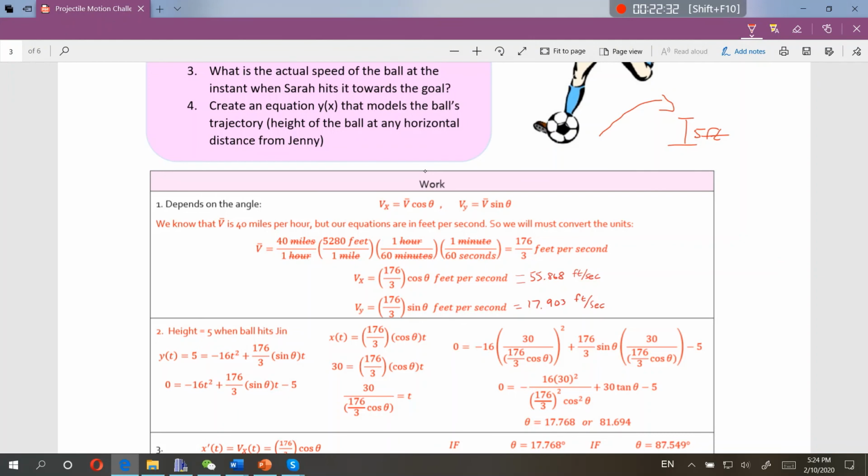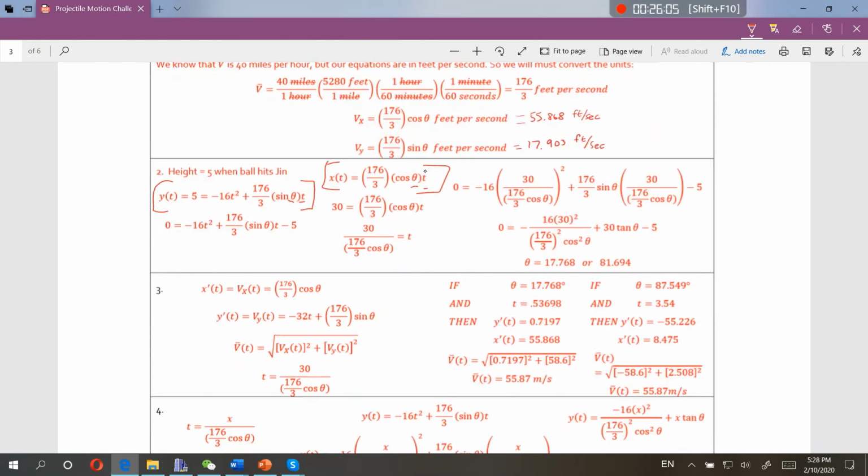your process for your answer will change here for the speed of the ball, for which angle and time you'll end up plugging in, since your angle will be different, either 17.7 or 81.6. However, your final answer will end up being the same for the total speed, regardless of whether you kicked low or kicked high. So what that means is, if you kicked the ball low, then you're going to have a lot more horizontal speed than you have vertical speed, but your total actual speed once she hits the ball will be the same as if you kicked the ball high. Kind of cool. Any questions on 3?